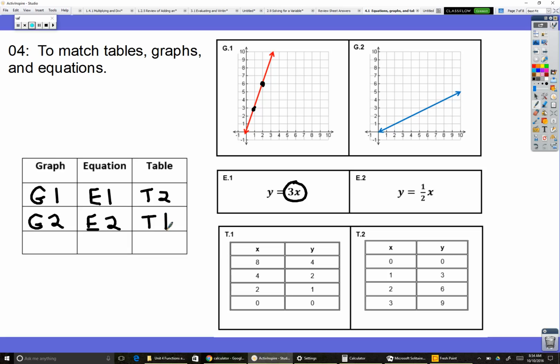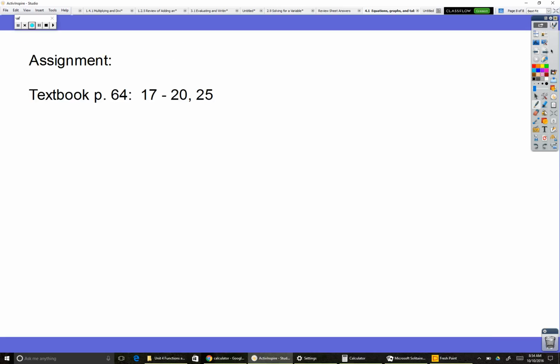Okay, your assignment is fairly short. It's on page 64 in your textbook. We're going backwards a little bit just to pick up this one exercise, and then we'll be moving forward again, resuming where we were in chapter 4. So you only have, let's see, 5 problems to do. They require you to write an equation, draw a table, make a graph.